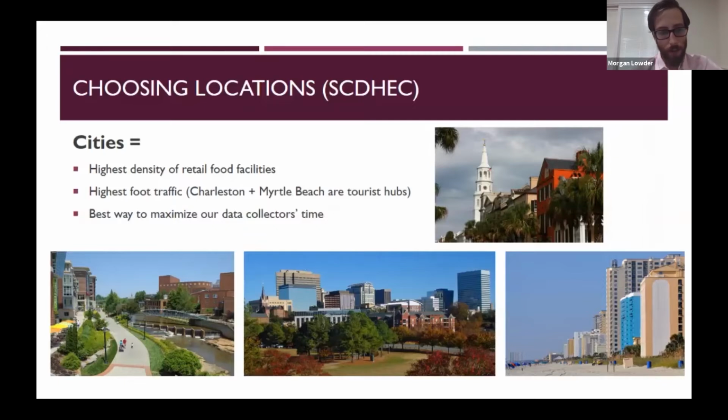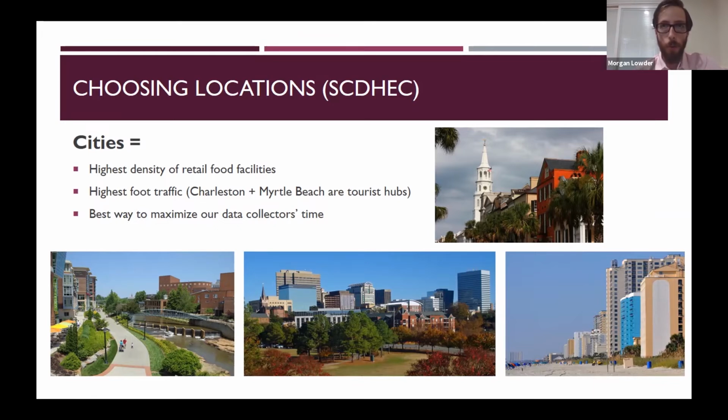So one of the early things that anyone who goes forward with a risk factor study is going to have to determine is where they're going to do the study. In South Carolina, we decided to focus on cities, specifically Charleston, Greenville, Myrtle Beach, and Columbia. The reasons for this were the highest density of retail food facilities and the highest amount of foot traffic. If someone is coming into South Carolina from out of state on vacation or for another reason, chances are they're probably going to arrive in one of these cities, in particular Charleston and Myrtle Beach being tourist hubs.